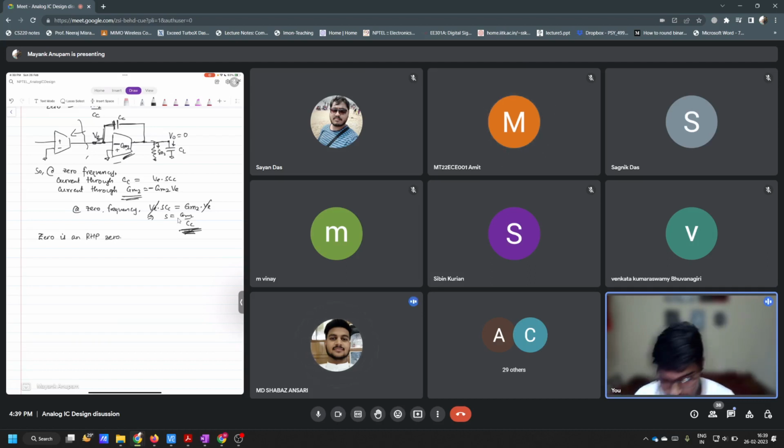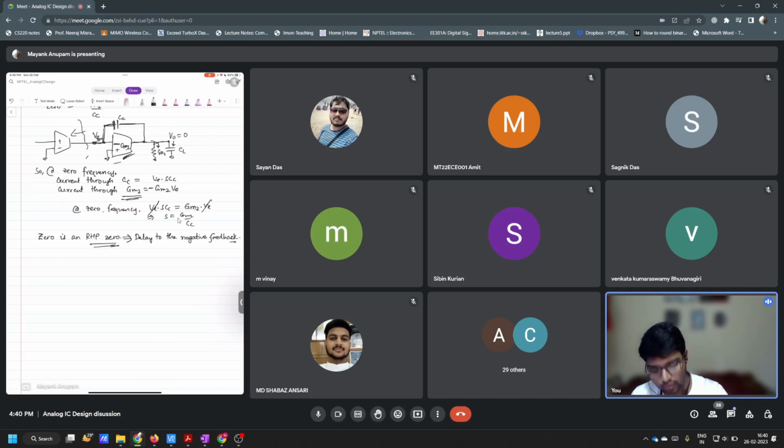This is an RHP zero, and any zero in the right half plane will add excess phase delay, right? It will simply add delay to the closed loop system, delay to the negative feedback, basically. And we remember that delay in the negative feedback is absolutely not desirable. Delay can cause instability in the negative feedback system. So that is why this RHP zero is not desirable, because it introduces extra delay. So that is why we want to cancel this zero.